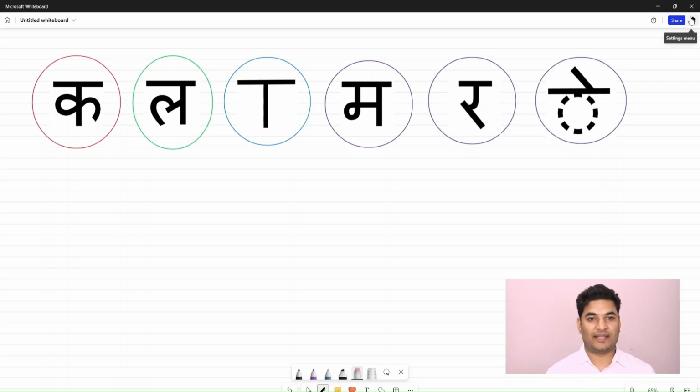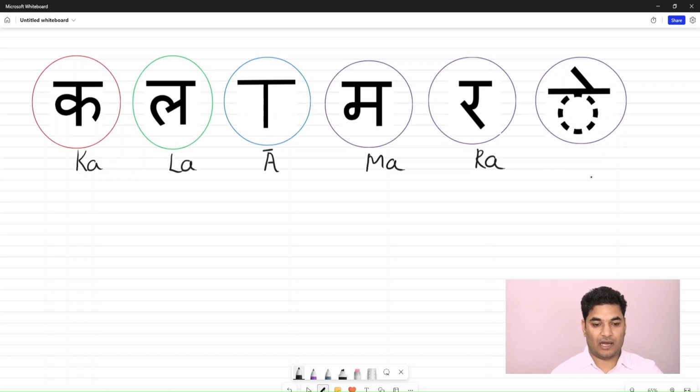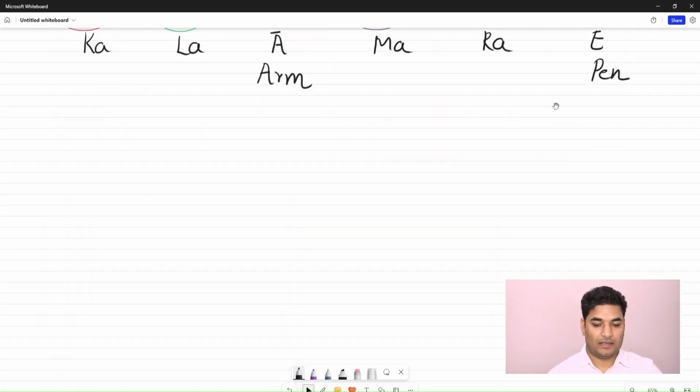So the first one is K. I'm going to write their English equivalents. L, M, and R. Two vowels are A and A. Same A sound that we have in "arm" and the same A sound that we have in "pen." Easy way to remember. Today's letter, today's consonant is the.